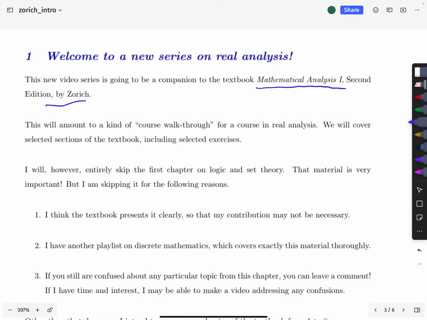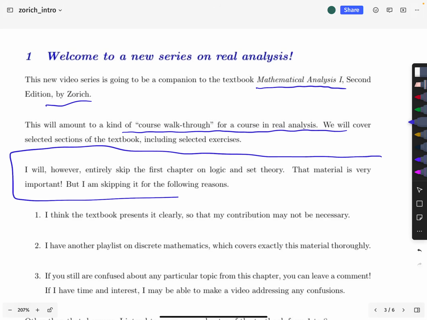What that basically means is that we are going to follow the textbook Mathematical Analysis 1, second edition by Zorich. This is going to be a course walkthrough, which basically means that it's kind of showing as if I were taking the course, right? Basically showing you my understanding of what I read in the textbook and then solving selected exercises.